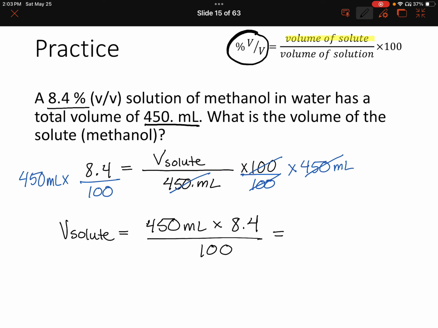So when I plug that into my calculator, I get, let's see, 37.8 milliliters. Okay, so that tells us that in this solution we have 37.8 milliliters of methanol in solution.